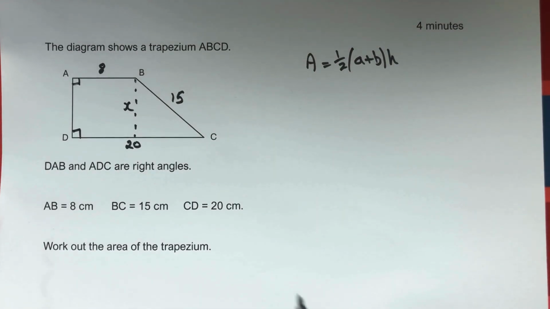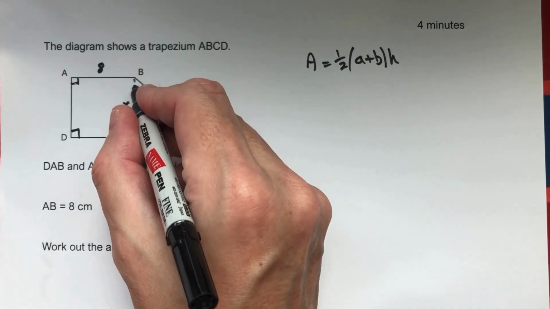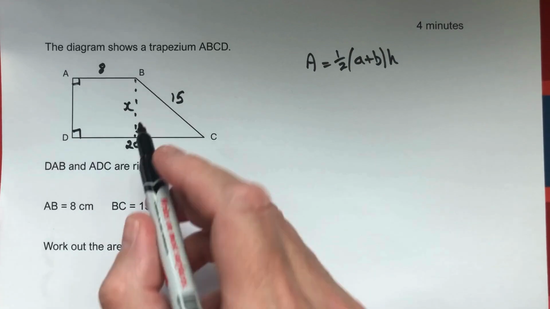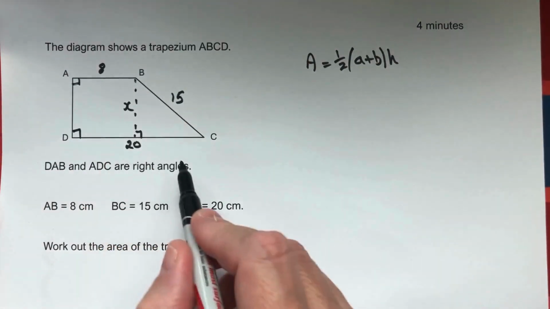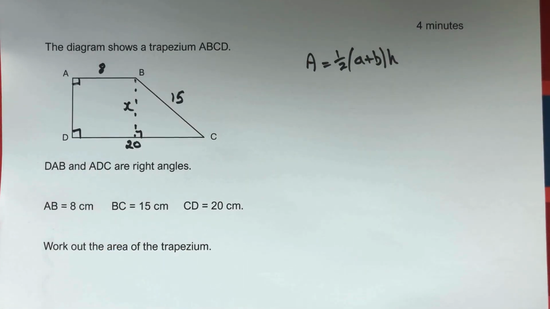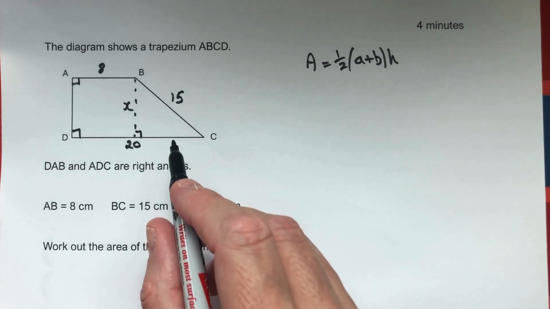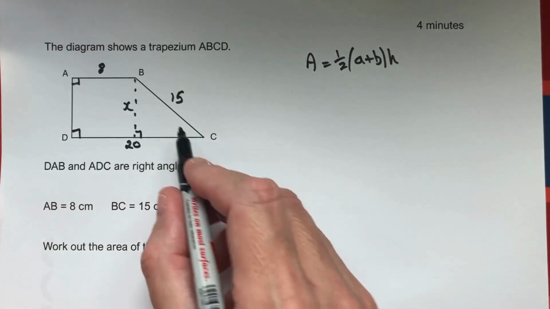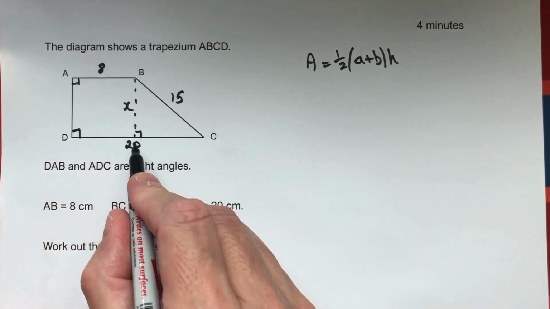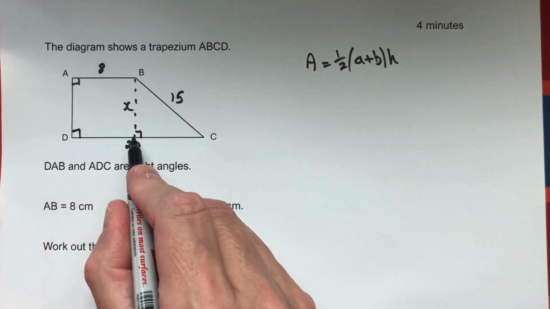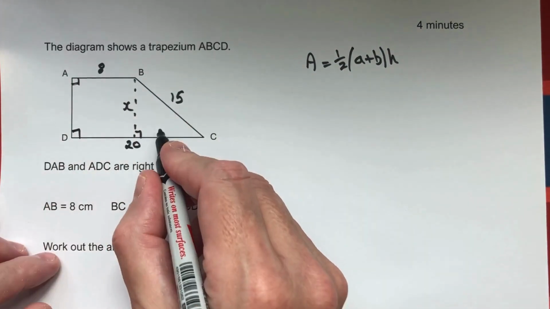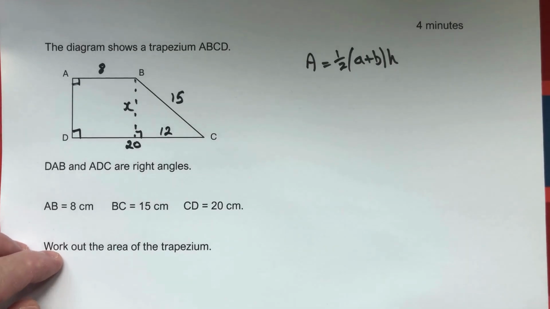And to find x, I'm going to use the fact that this line, which is perpendicular to the base, makes a right angle with the base, and creates a right angle triangle here. Look out for right angle triangles, they're really useful. We know that the hypotenuse of this right angle triangle is 15. We know this whole base is 20, and this top section is 8. So the section from the bottom of this dotted line to C must be 20 minus 8, or 12 centimetres.